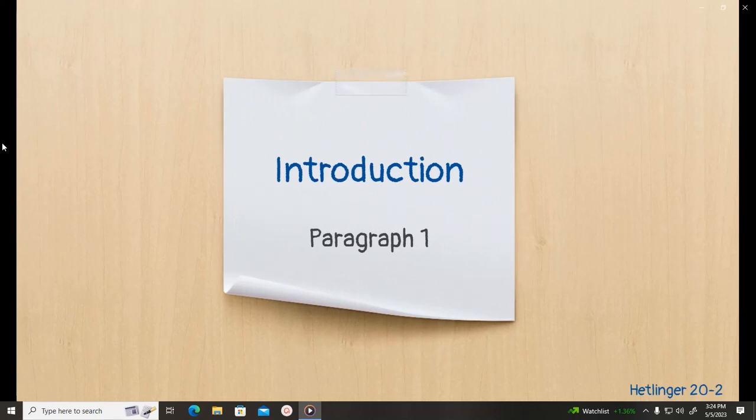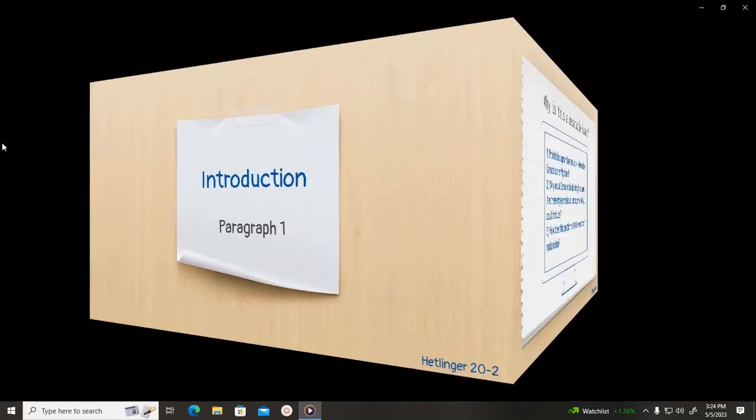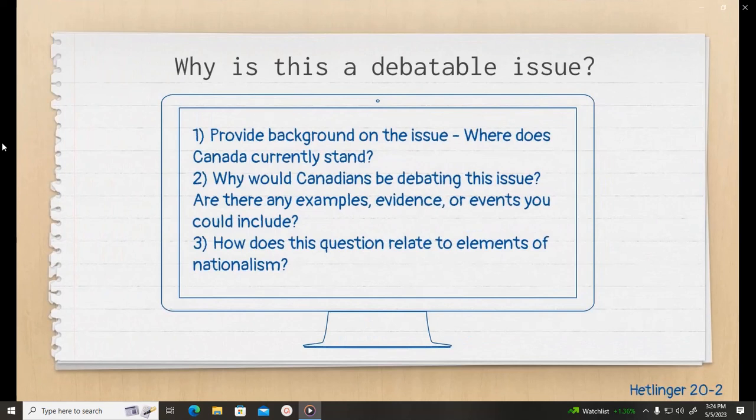So now we're going to start with paragraph 1. This paragraph is really important as it's going to set the stage to all of your background information. So the first thing you're going to do in this introductory paragraph is take a look at the issue and examine where Canada currently stands.